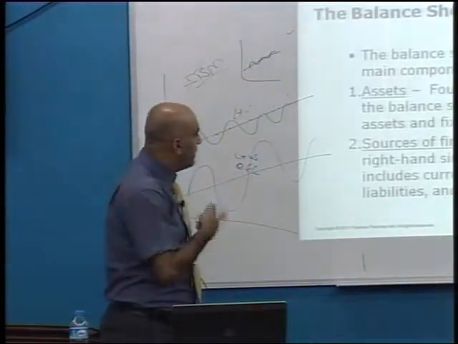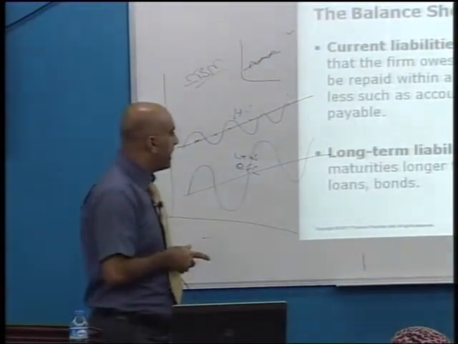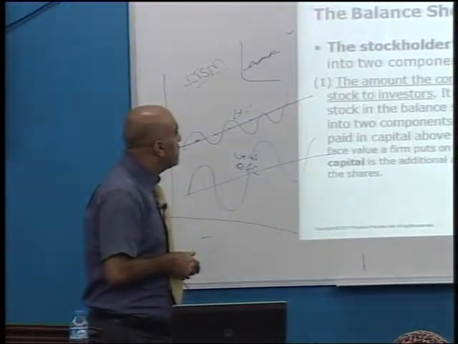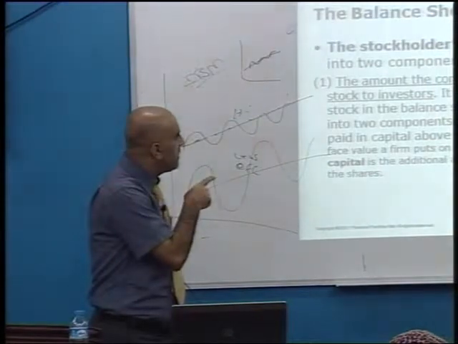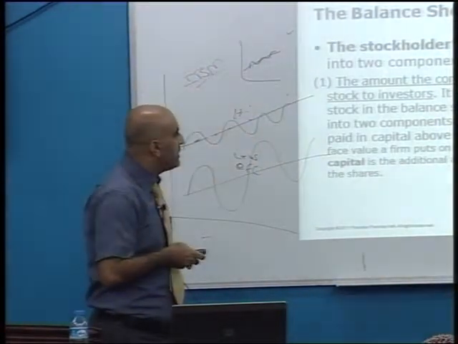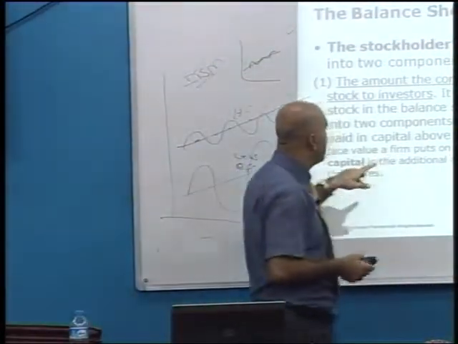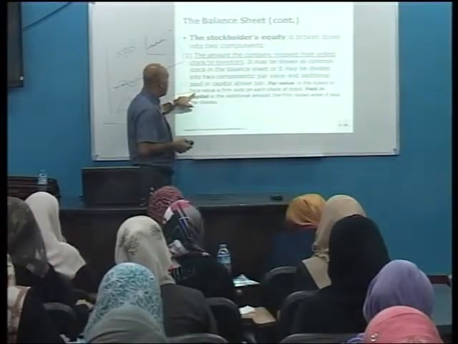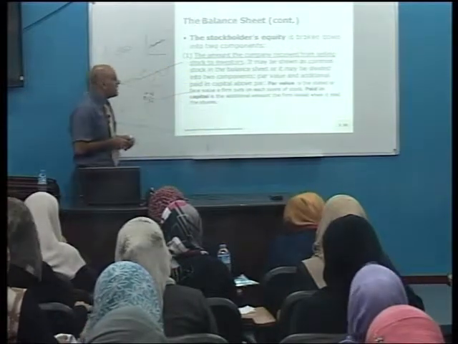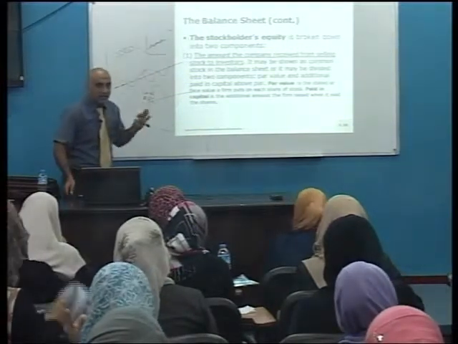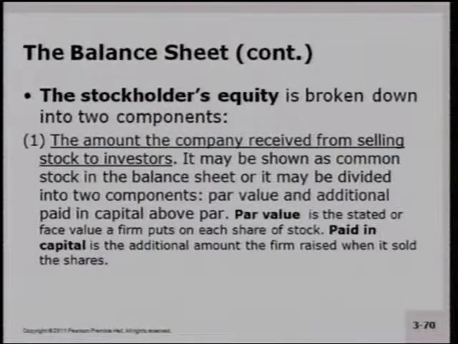Okay? So we explain the assets, current liabilities, long-term liabilities, and stockholders' equity. You see the amount the company received from selling stock to investors. This is the par value. Par value is the stated or face value a firm puts on each share of stock. Paid-in capital is the additional amount the firm raised when it sold the shares. Let's see what is the paid-in capital and what is the par value, just before leaving this meeting.